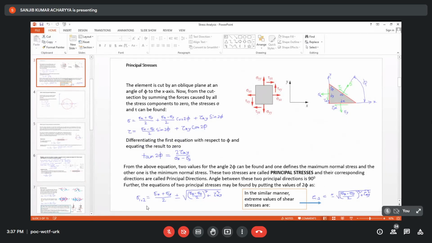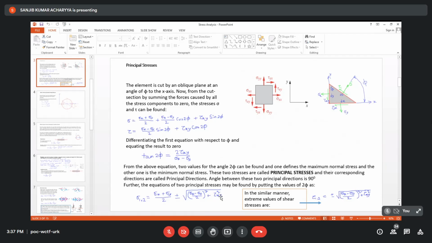When sigma 1 and sigma 2 were evaluated, it also considered the effect of shear stress, no? Yes, sir. So why are they not equivalent stress? They can be the equivalent stress of this sigma x, sigma y, and tau xy.